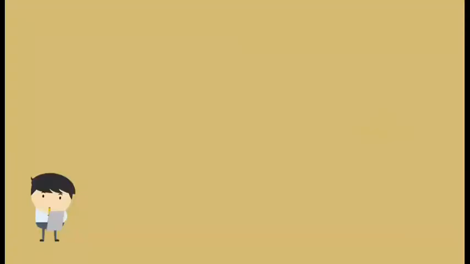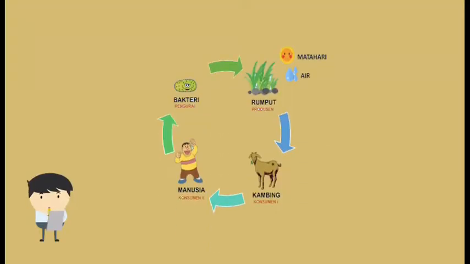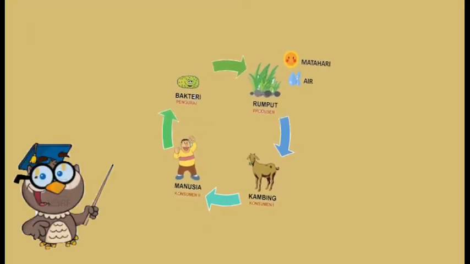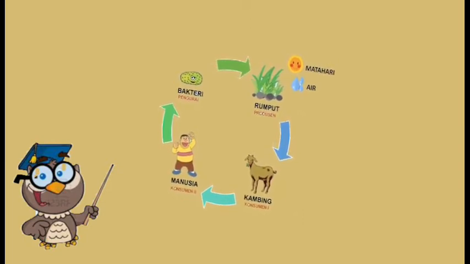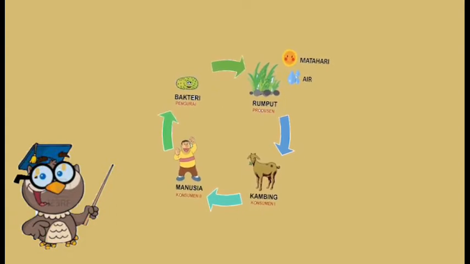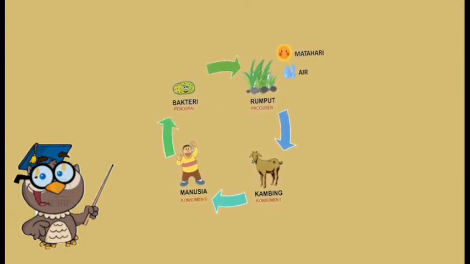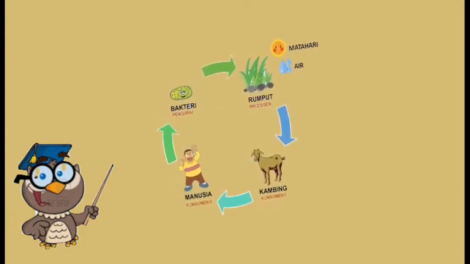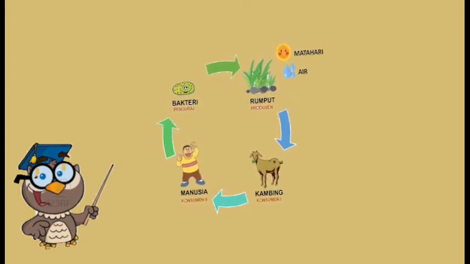And the last factor is the biotic component. Biotic components are components that exist in an ecosystem in the form of living things. Example, human, plant, animal, and microorganisms. Each biotic component plays a role in meeting the need for food, so that it can keep the ecosystem in balance.